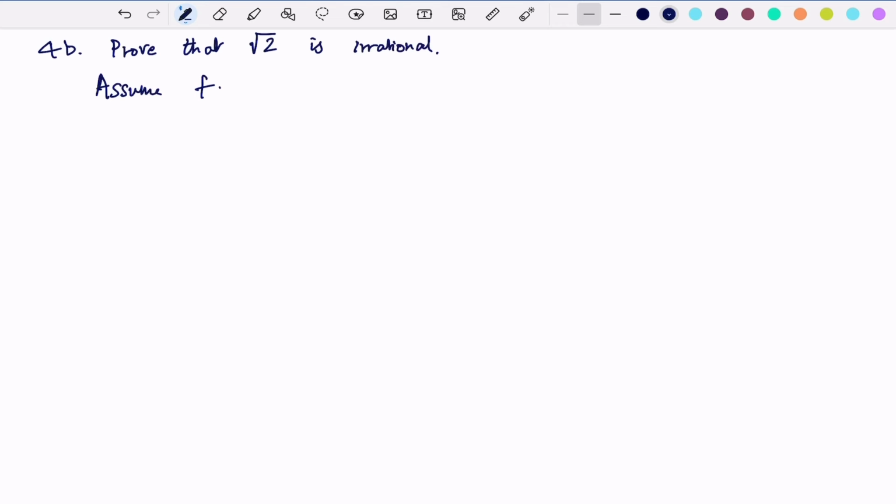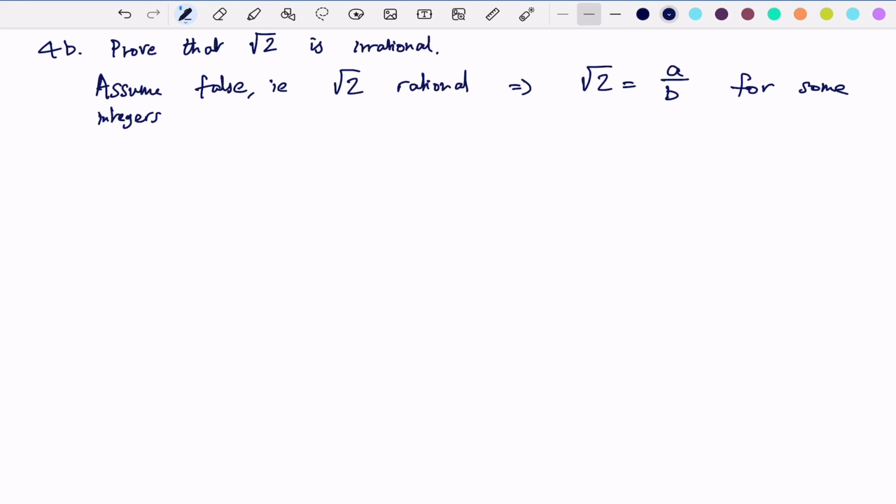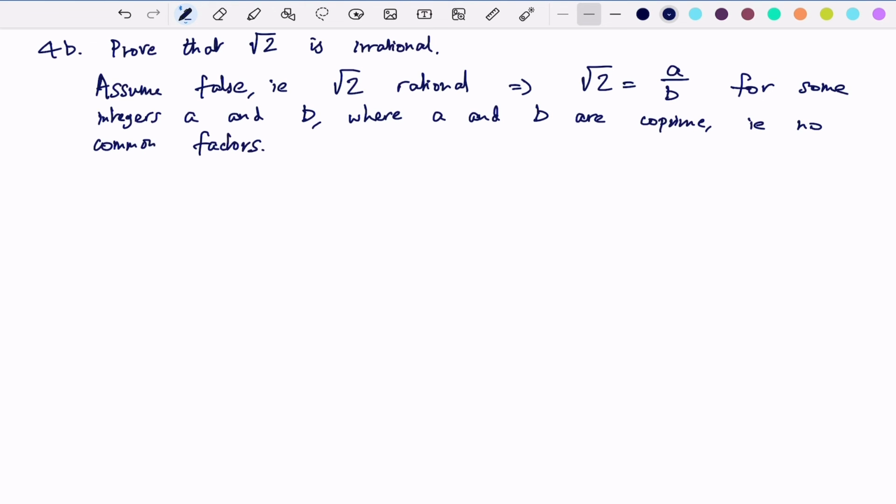So first of all, we assume that the statement is false, i.e. that the square root of 2 is in fact rational, and if it's rational, then we can express it as equal to a over b for some integer values a and b, where a and b are co-prime. What that means is that they have no common factors. So if we write this expression down, squaring both sides, we get that 2 is equal to a squared over b squared, so 2b squared equals a squared. And that means that a squared must be even, since it has a multiple of 2.